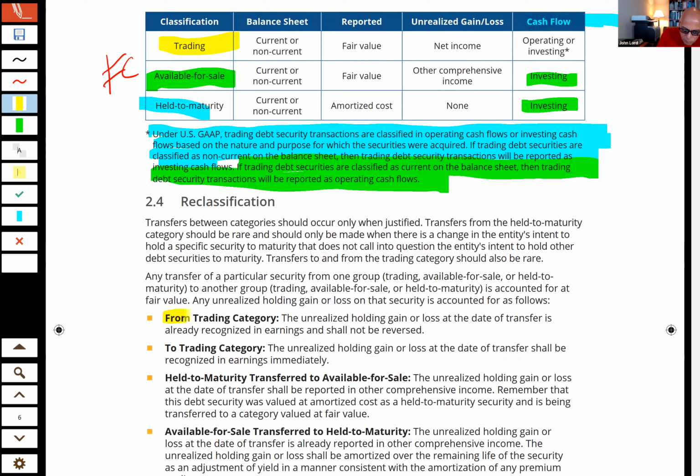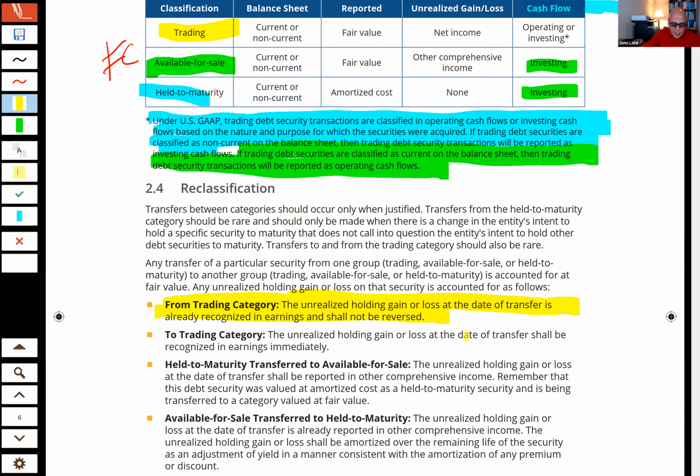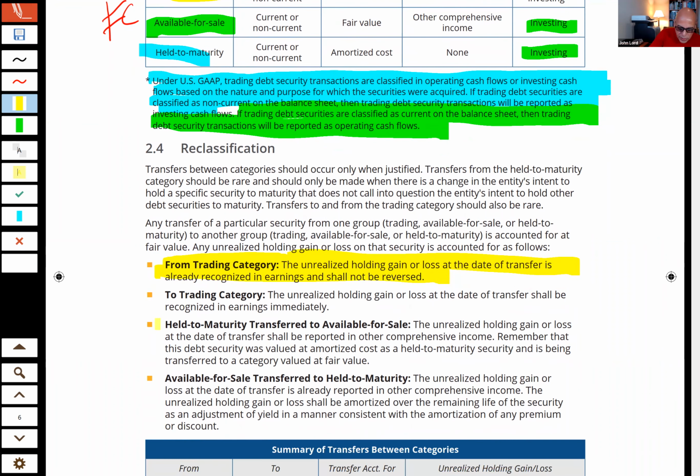If you are moving a security from trading to any other category, from trading to available for sale, from trading to held to maturity, then you will not reverse any unrealized holding gains and losses that have already been taken into net income. If you go from held to maturity to available for sale, then unrealized holding gains and losses at the date of transfer had not already been reported under comprehensive income.